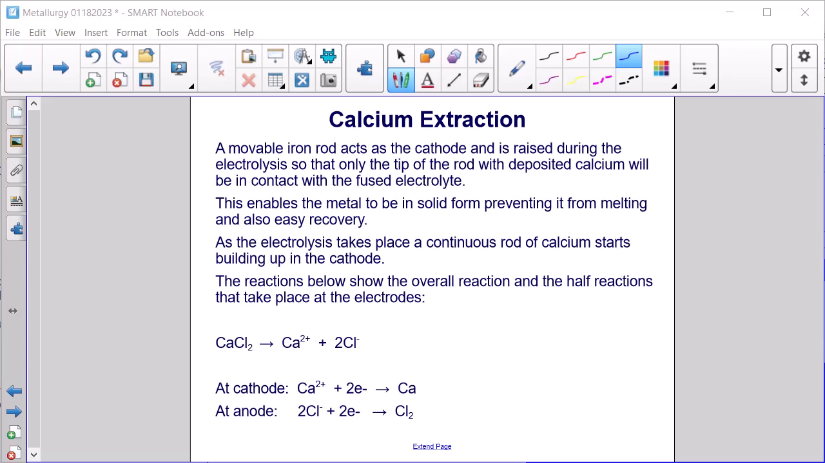As the electrolysis takes place, a continuous rod of calcium starts building up at the cathode. The reactions below show the overall reaction and the half reactions that take place at the electrodes. Here's the overall separation of this calcium chloride into its ions and the reaction of the formation of the solid calcium at the cathode and chlorine at the anode.